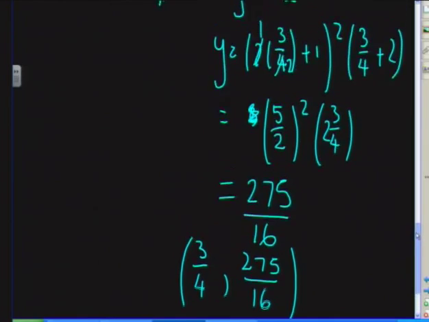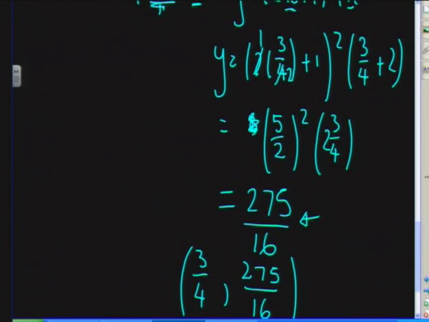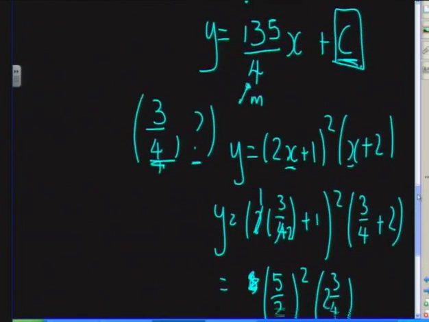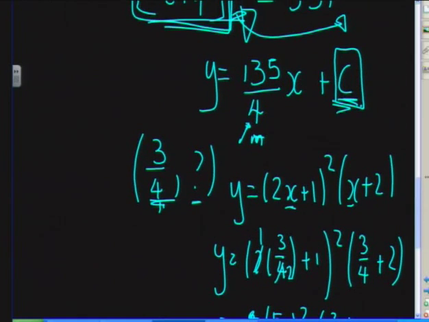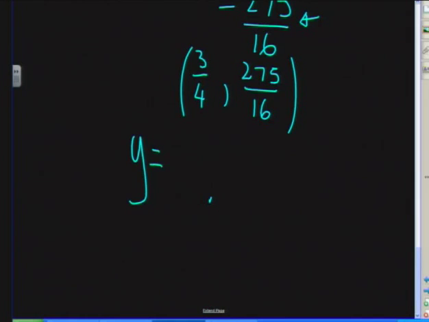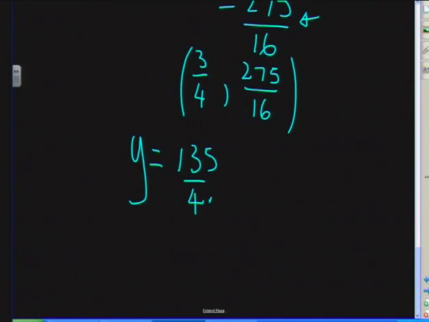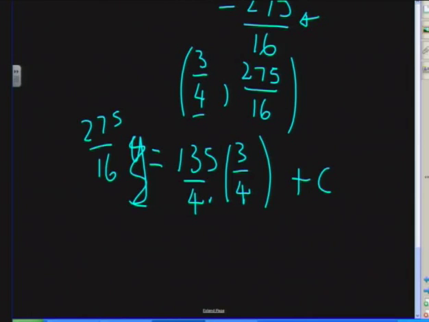Okay, so what did I do? I used the 3 over 4, put it back into the equation of the cubic graph. That helped me to find the y coordinate. Now that I've got the y coordinate and the x coordinate, and remember before we saw that the gradient was 135 over 4, I can find the y-intercept by substituting everything back. So it now looks like this. y is equal to mx plus c. Remember, it was y is equal to 135 over 4, and in place of x, I've got 3/4. And I'm going to replace y with 275 over 16. And I simply need to solve for c. So c is going to be 275 over 16 minus 135 over 4 times 3 over 4.